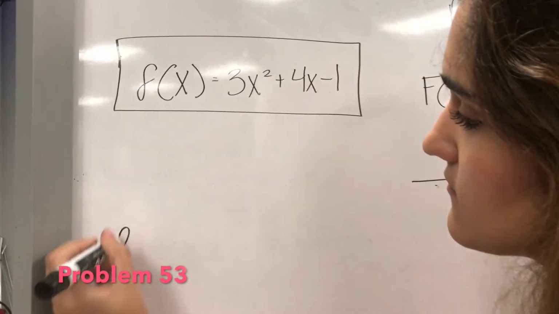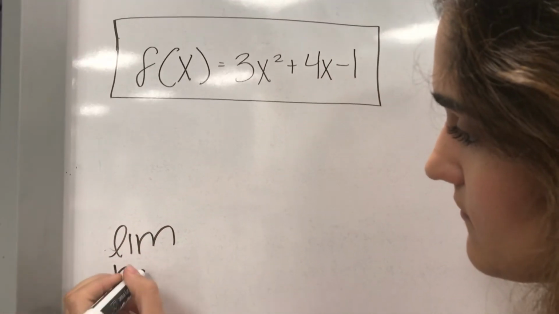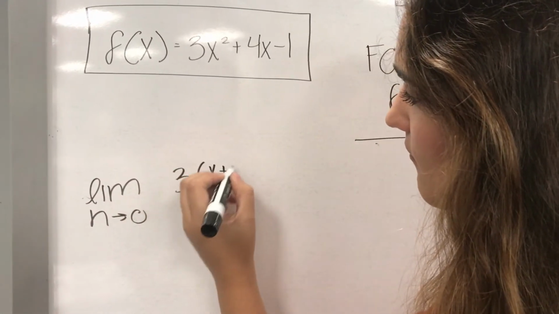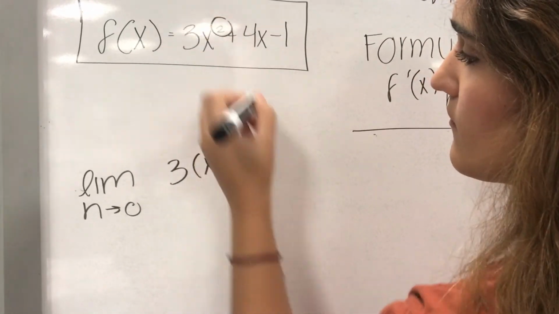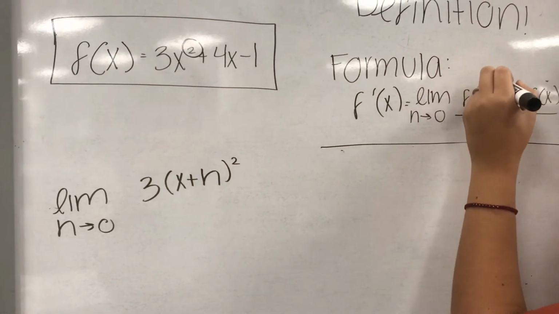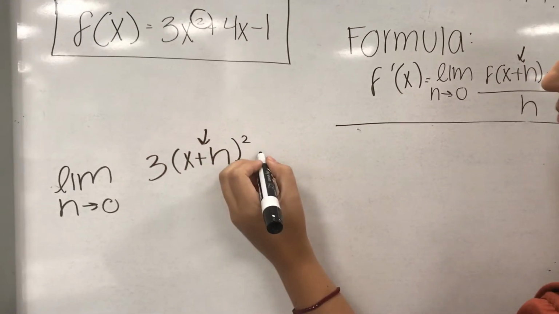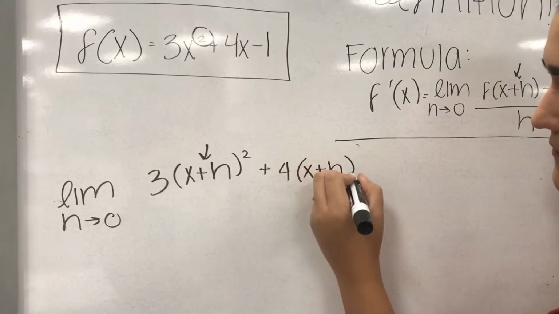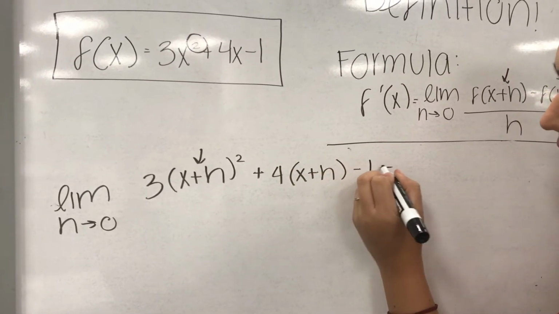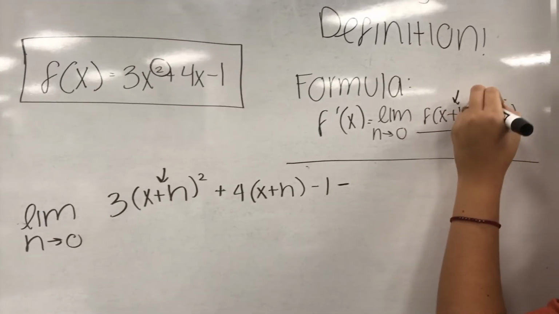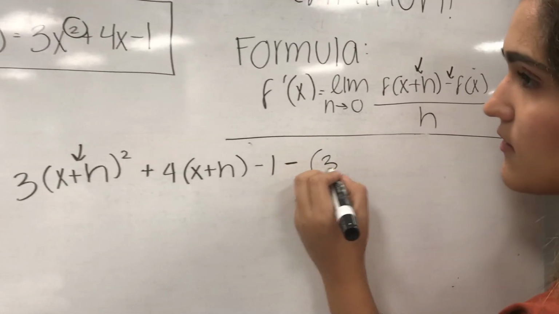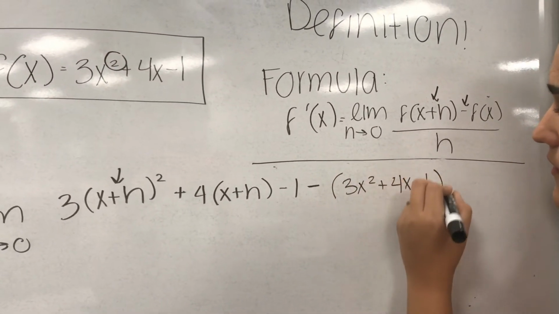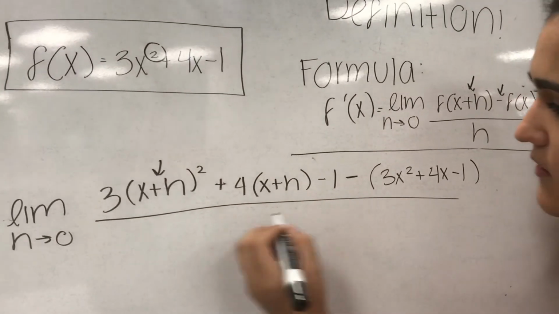The first step is to write the limit when h approaches 0. Now, each time we see an x in the original formula, we have to open parentheses and put x plus h instead. We have a square, so we put that outside the parentheses. Then we continue. Here's another x, you do the same thing. Minus 1. And like the formula says, you have to write minus and the original formula all over again, just copying it right there. And of course, everything over h.